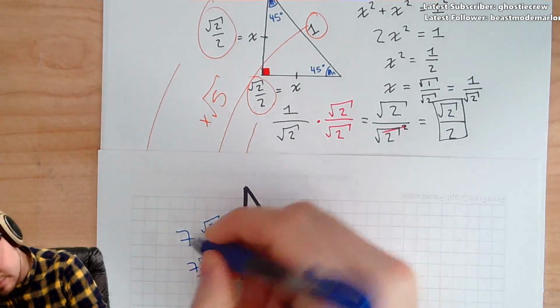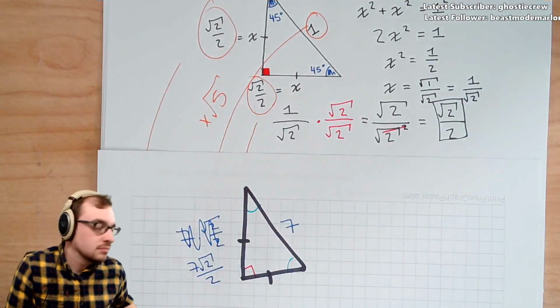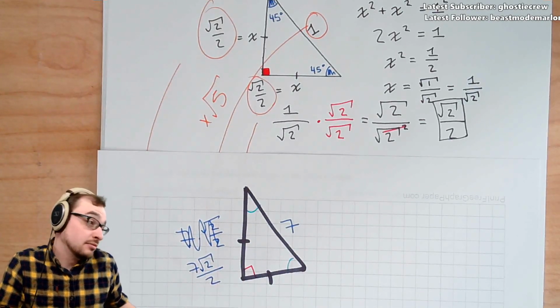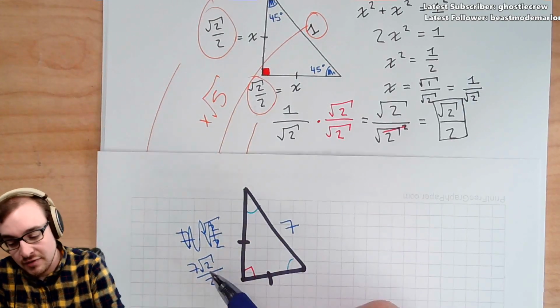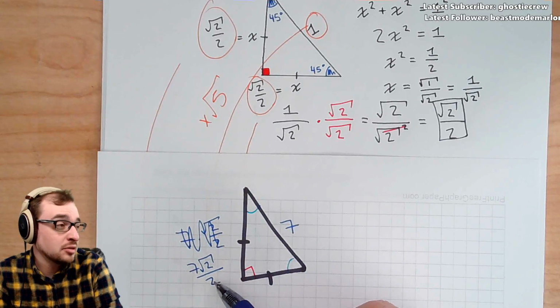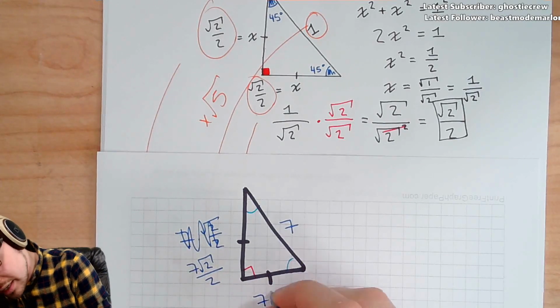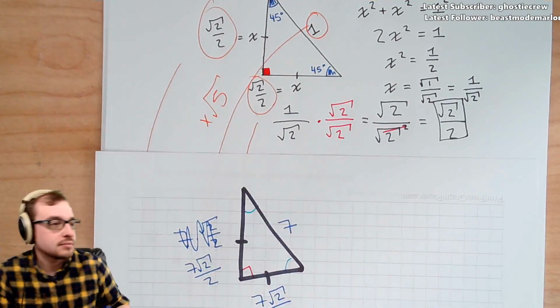And then we divide by 2. Can't simplify that. If that was an 8 there, we could do 8 divided by 2 and get 4, but it's a 7, right? Can't simplify it any further. Can't divide the root 2 by 2 because that's a root and that's a regular number, right? So our answer would be 7 root 2 over 2.